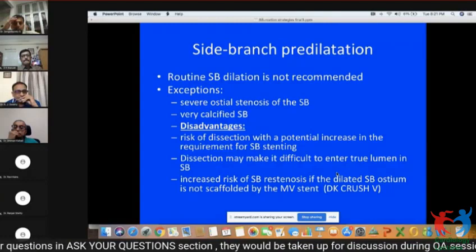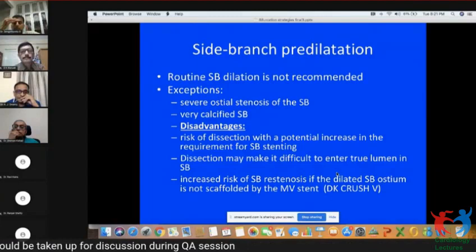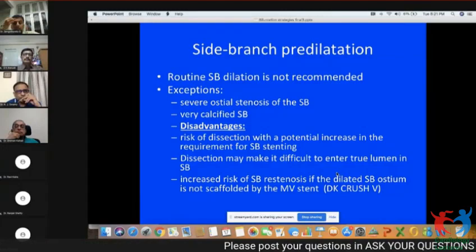There is also an increased risk of side branch restenosis if the dilated side branch ostium is not properly scaffolded by the main vessel stent in DK crush 5. So predilatation as a routine is not recommended except in the exceptions shown.